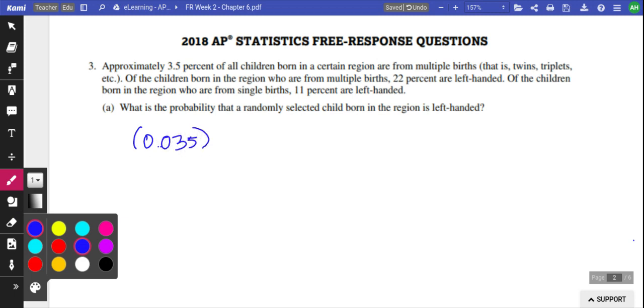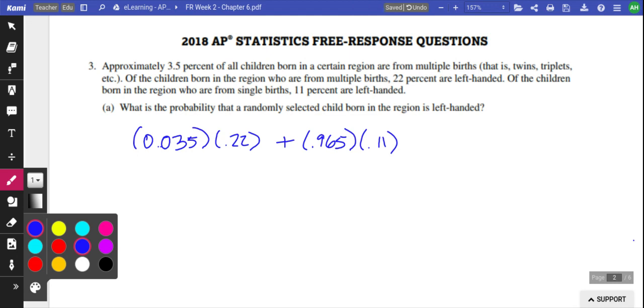0.035. So you've got a 3.5% chance that they're going to come from a multiple birth. Of those multiple births, 22% of them are left-handed. And then we're also going to talk about everybody else. Everybody else would be in that 96.5%, and 11% of those are left-handed.